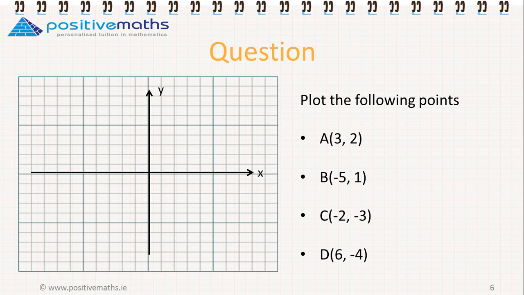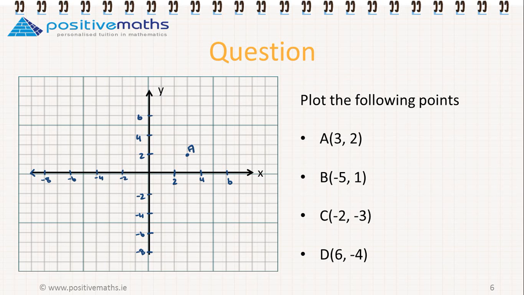So let's practice plotting the following points. Again, the first thing that we want to do is to put our values on both axes. So now let's plot the points. So A is (3, 2). So I'm looking for 3 on the x-axis, which will be between 2 and 4, and 2 on the y-axis. I'll plot my point A here.